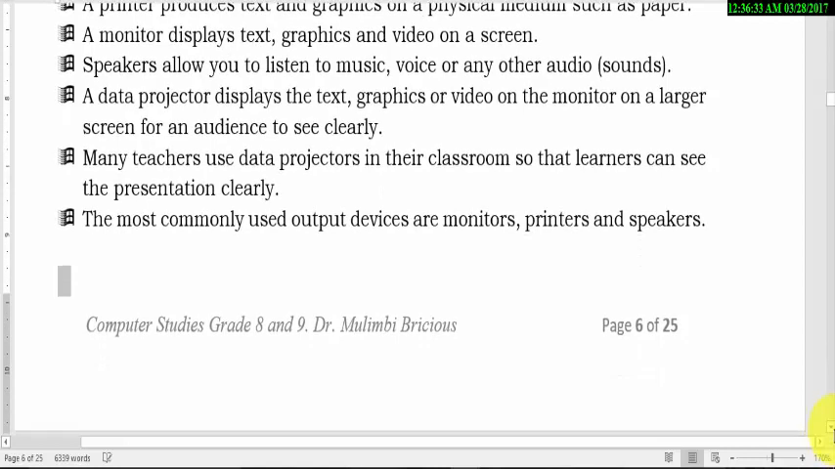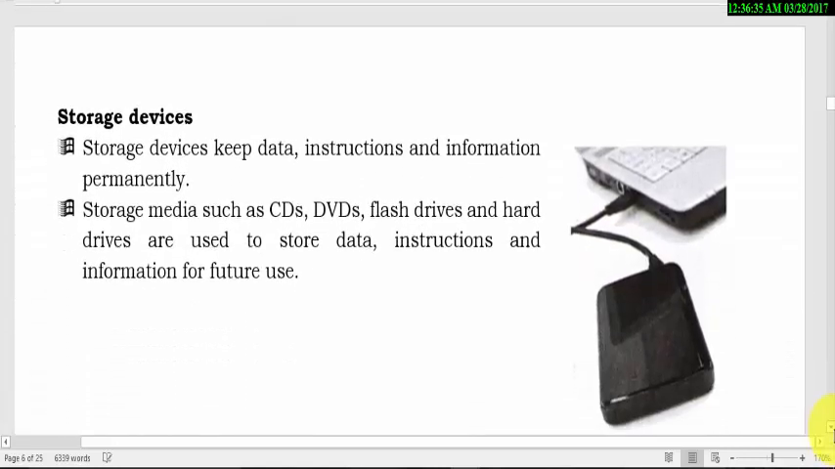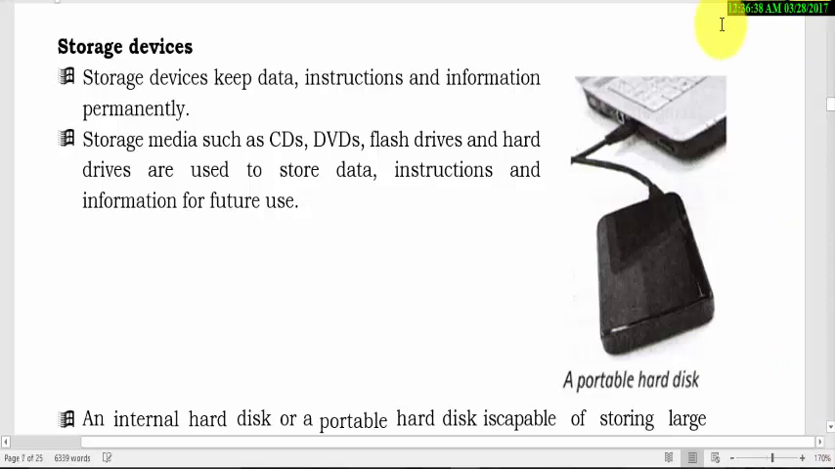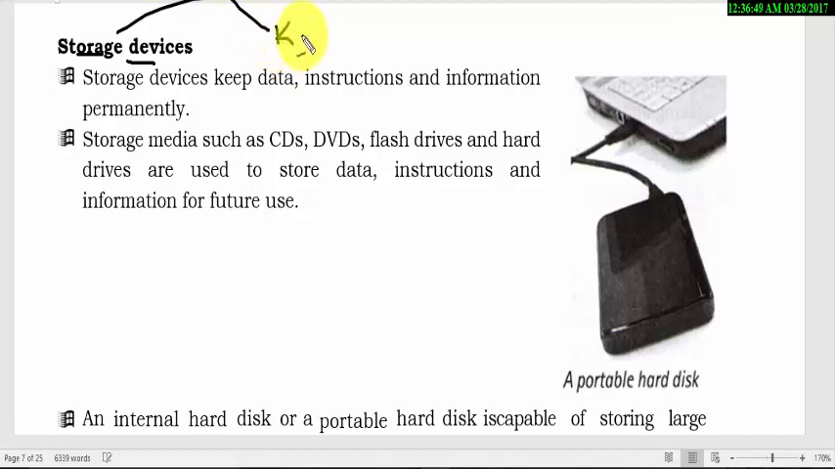We look at something else. We are going to look at what we call storage media. When we say storage media, we are looking at the parts. Store means to keep. So after you have worked on the computer, you need to keep your work. That's what we call storage devices. Devices are machines where we keep this work. Thank you very much. So let's go on to look at what these storage media are.